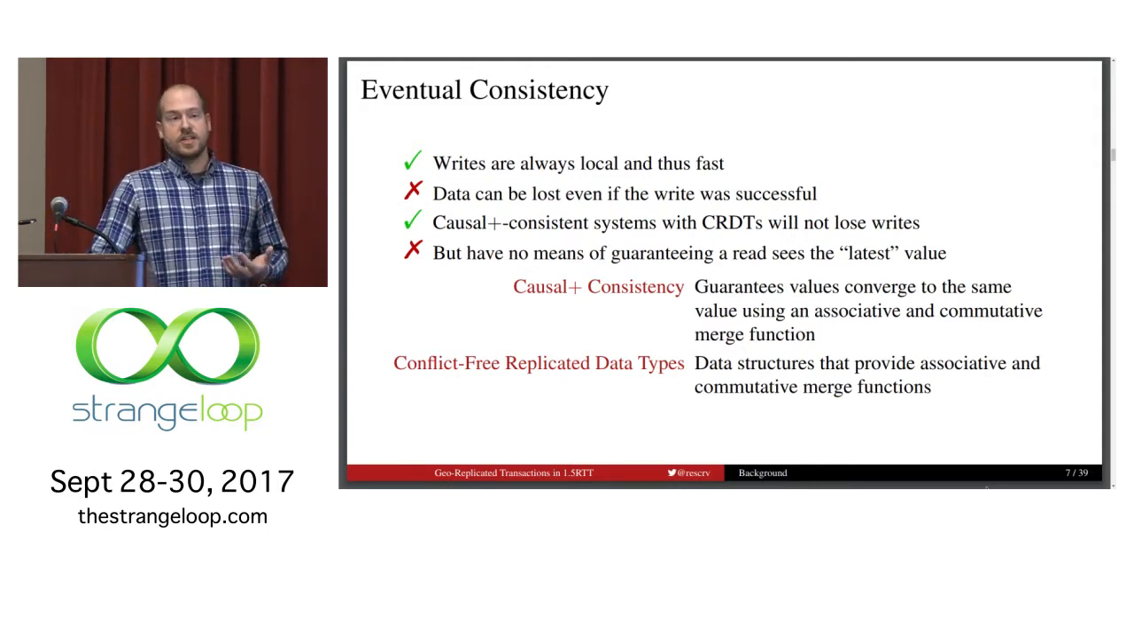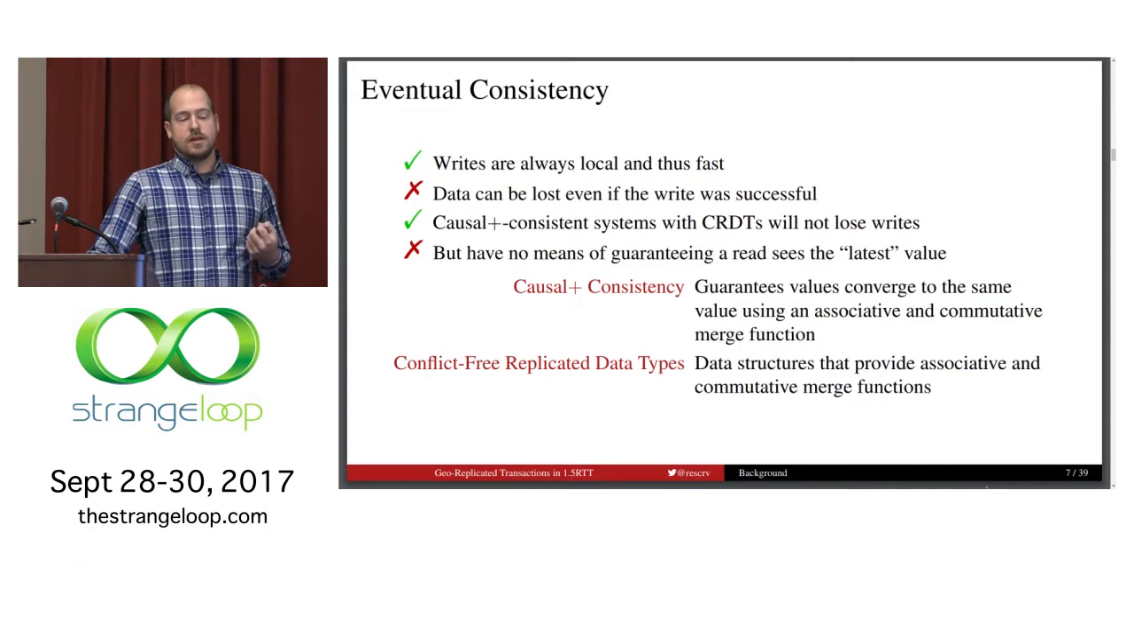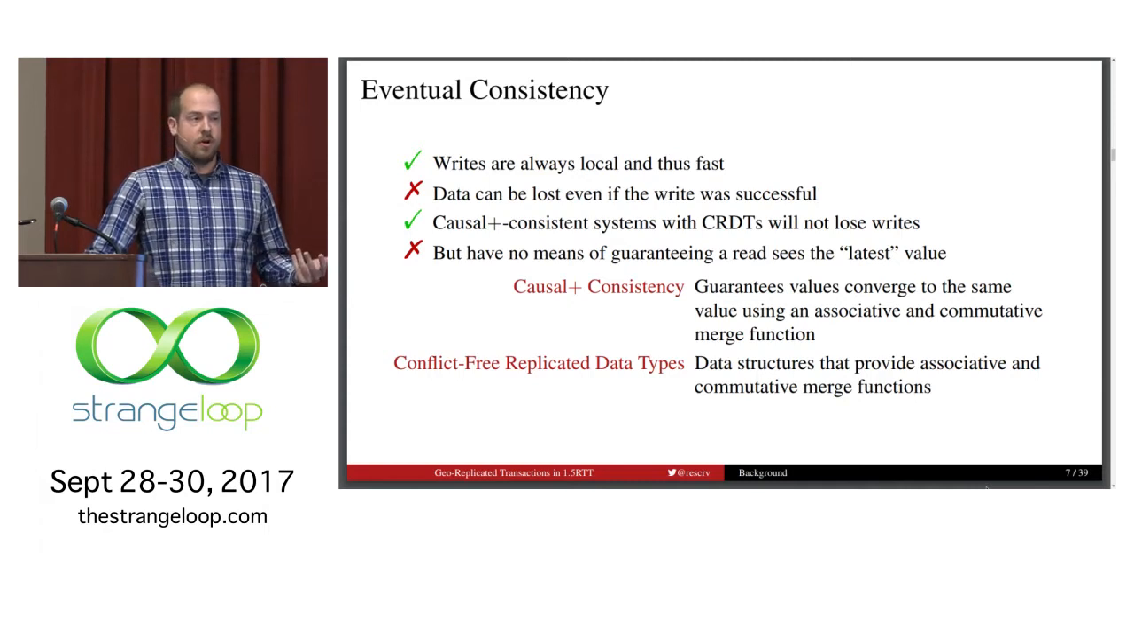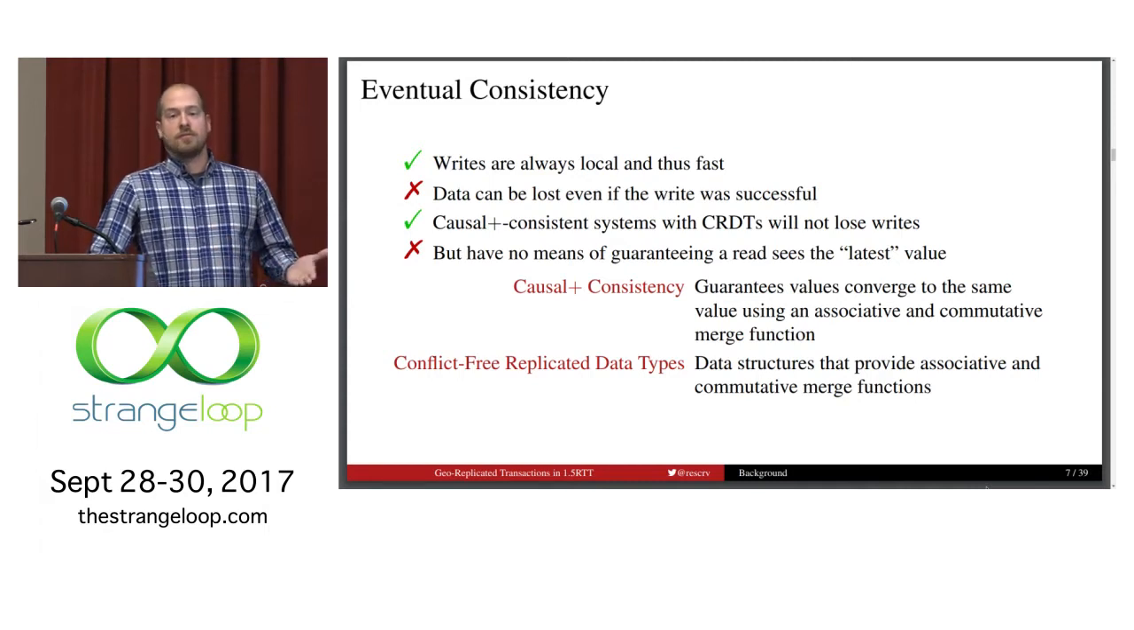There's something called CRDTs. When combined with causal plus consistency, you get a guarantee of a merge. But data can be lost even if a write is deemed successful. So if you lose the replicas that hold the write after it's been acknowledged, no amount of eventual consistency can save you.